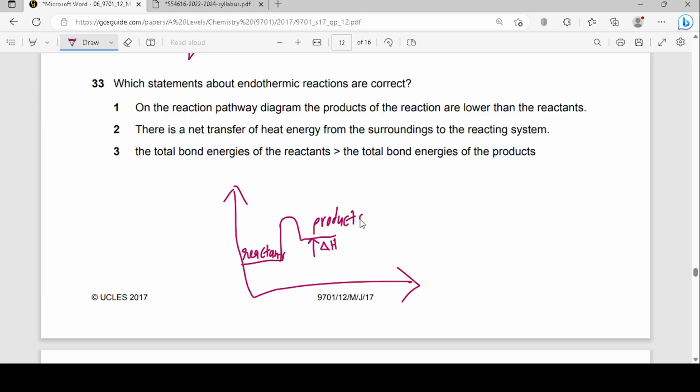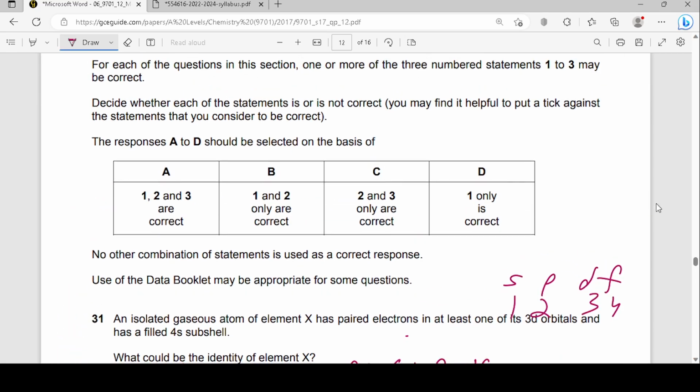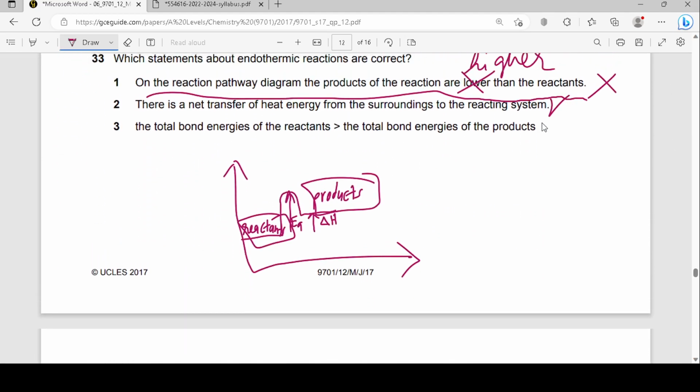We drew this in from an earlier question as well. And this is the activation energy. Anyways, the enthalpy change is positive. On the reaction pathway diagram, you can see the products are here, and the reactants are down there. So the products of the reaction are higher than the reactants. That means statement 1 is wrong. If statement 1 is wrong, then 2 and 3 must be right, so my answer is going to be C immediately.